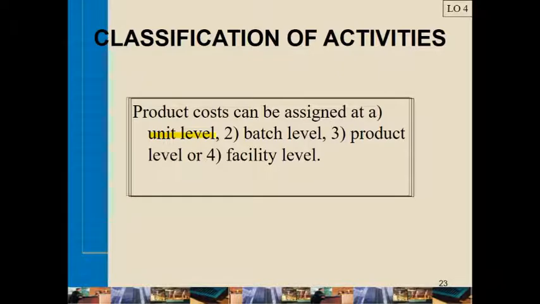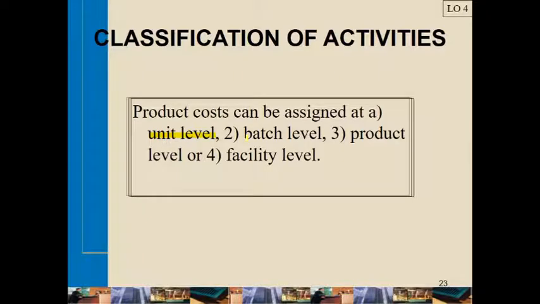So, the cost of unit level activities vary with the number of units produced. This is similar to the functional base, right? These are your unit level activity drivers. Their cost driver is the number of units produced, because they are highly attributable to the number of units produced. Examples are machining activities or assembly activities.